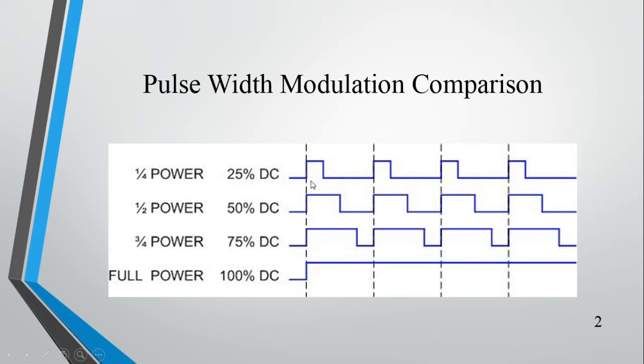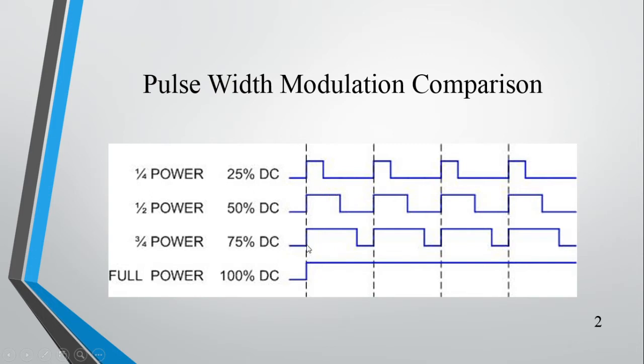So if you are giving this 25% duty cycle PWM waveform to a motor, or to the driver circuit which is driving the motor, it will be on for only 25% of the time period. Remaining time it will be off. That means the motor will be rotating at a slow speed.